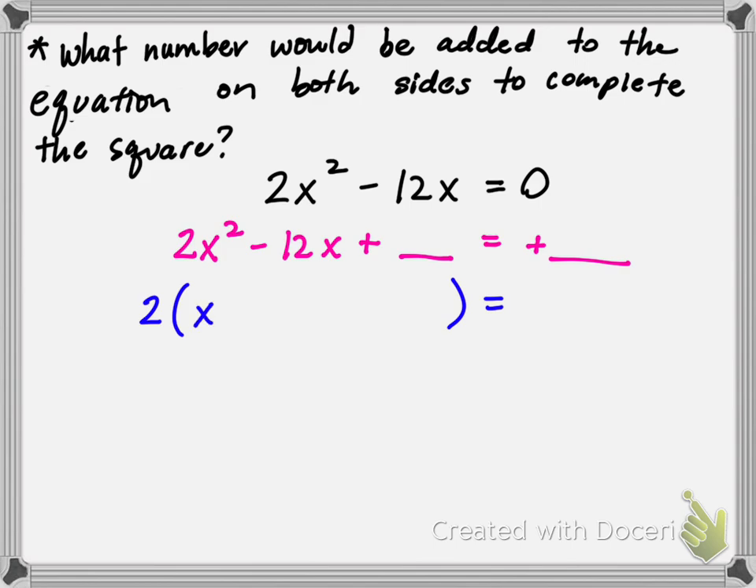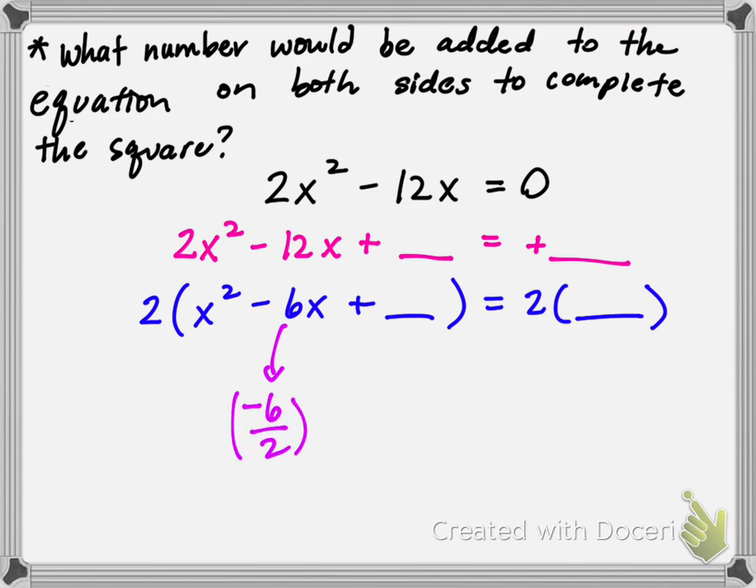So I say 2 times x squared minus 6x plus blank equals, and on the right side I have to think, well, if I factored a 2 out on the left, I have to do that on the right, because that's what math says. Whatever you do to one side, you do to the other side. So from here, we're going to do our completing the square method, which says you take that b term, negative 6, divide it by 2, square it. So we get negative 3 squared, which is 9 and 9.